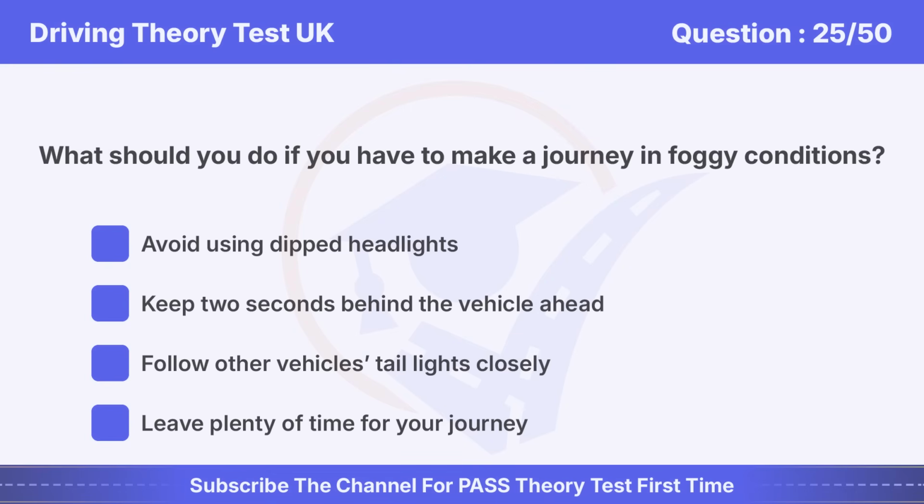Question 25. What should you do if you have to make a journey in foggy conditions? Option A. Avoid using dipped headlights. B. Keep 2 seconds behind the vehicle ahead. C. Follow other vehicles' tail lights closely. D. Leave plenty of time for your journey.